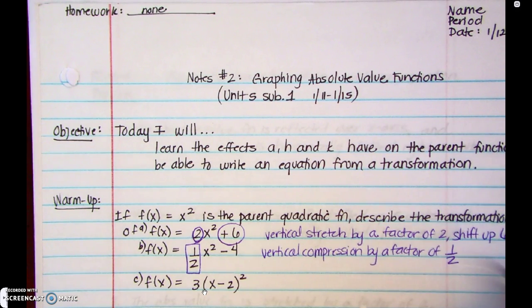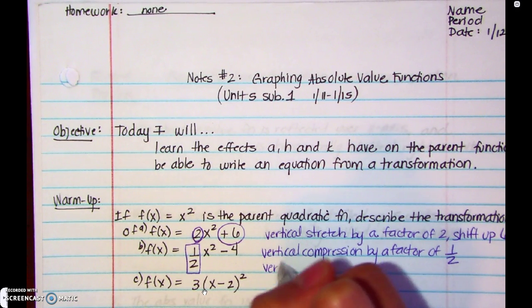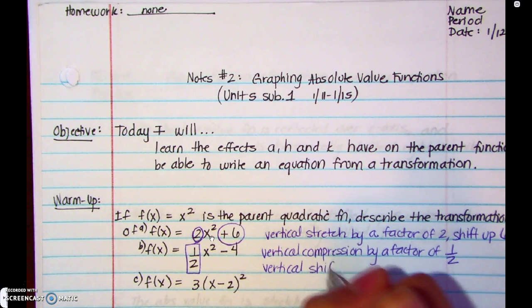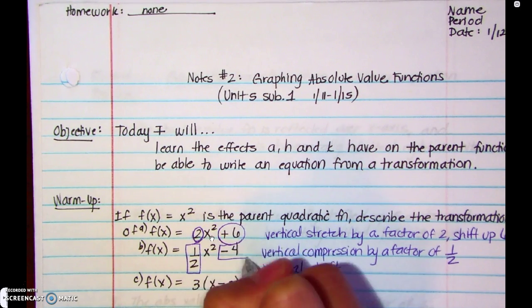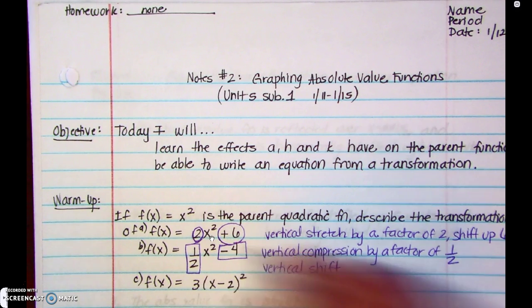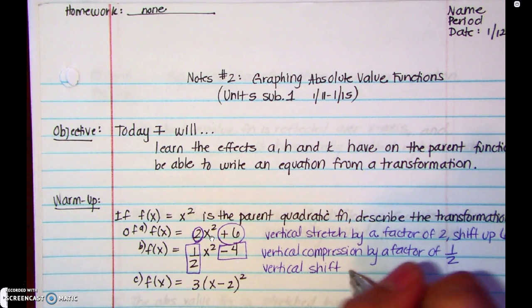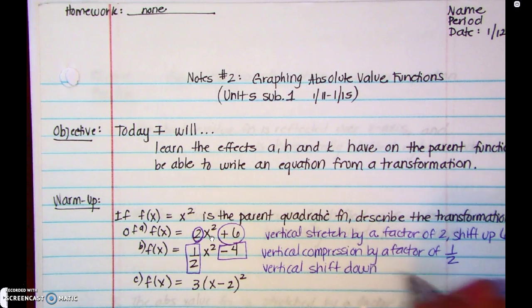And it is a vertical shift. This is on the outside of the parentheses, outside of the x squared. So is it going to be a vertical shift up or down? It's going to be a vertical shift down 4 units because 4 is negative.